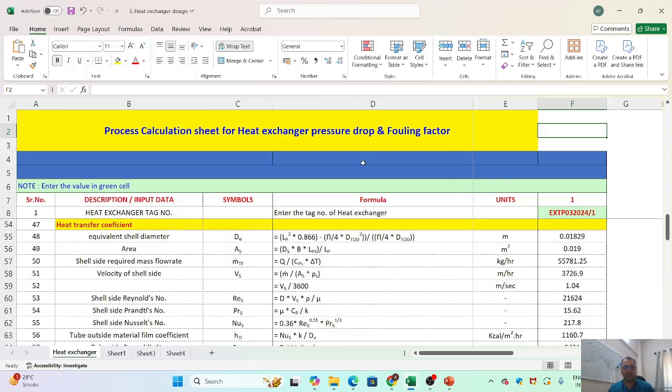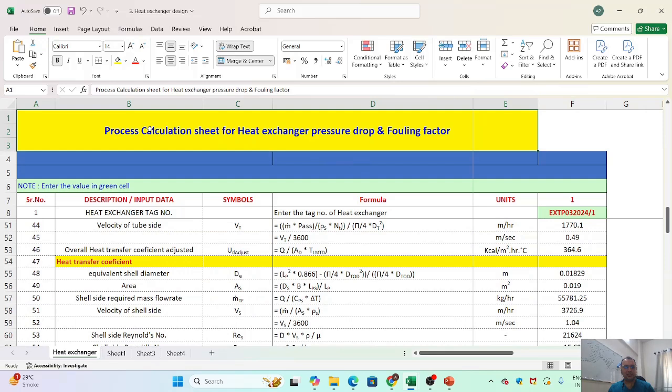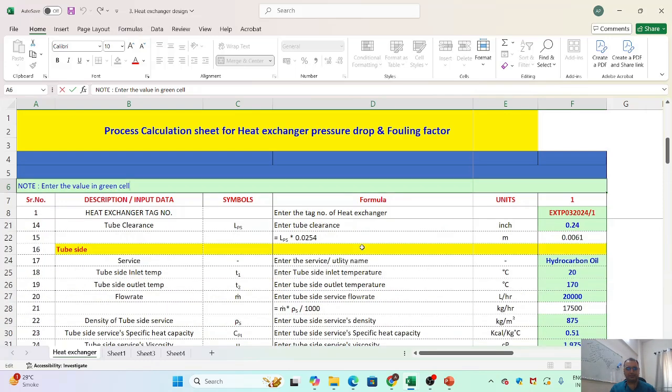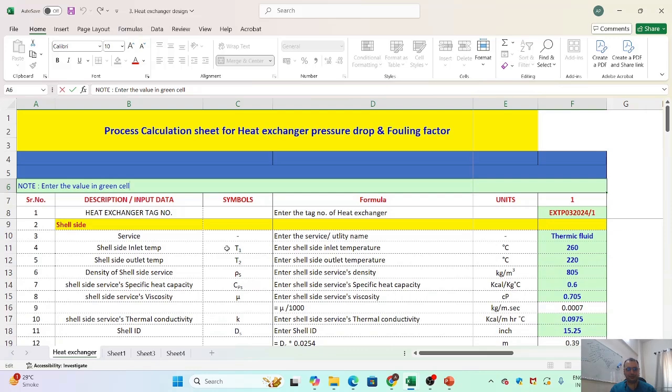So you can see on the screen, this is a simple process calculation sheet for shell and tube heat exchanger, where we can calculate pressure drop and fouling factor. Note that the green values are the ones where you have to enter, you have to give input so that the program will be able to calculate. Let me go on the top.